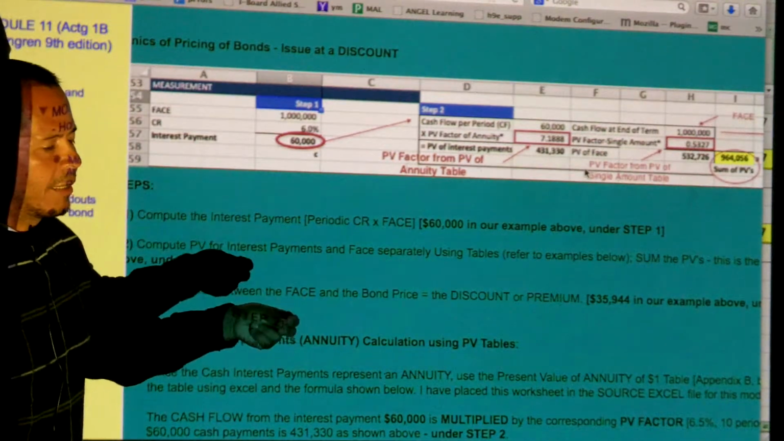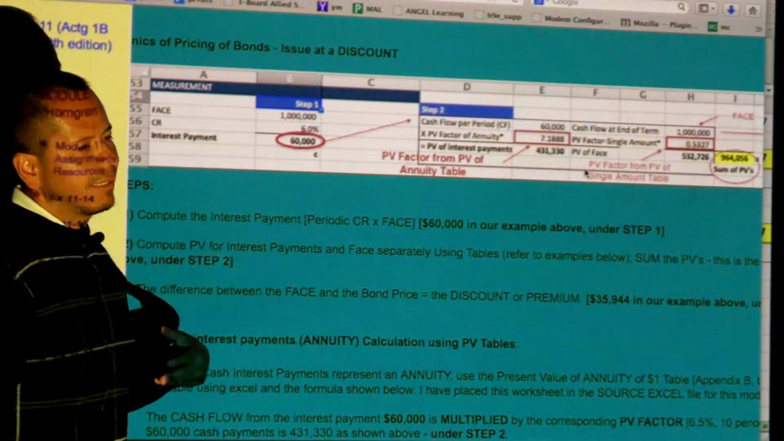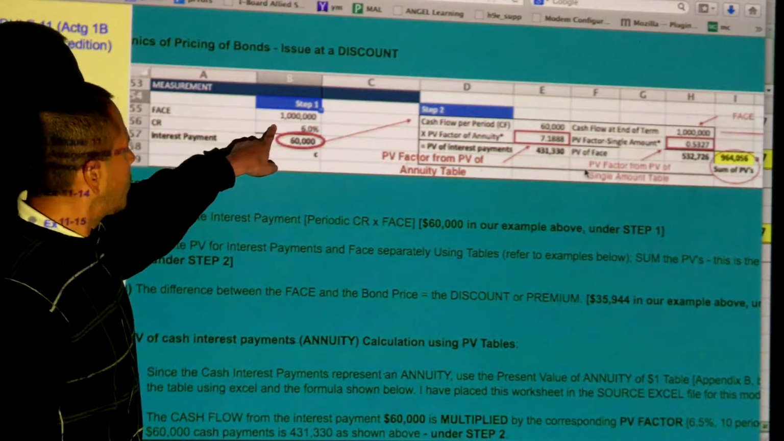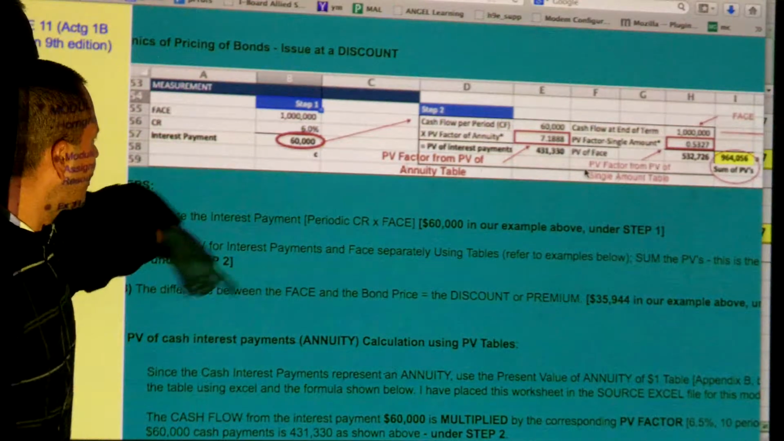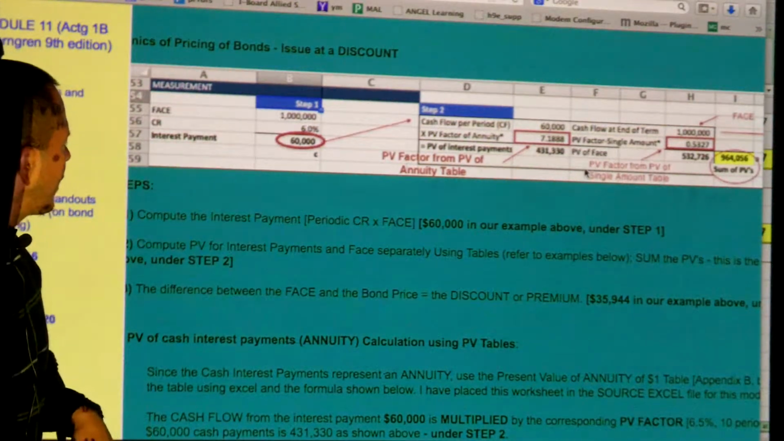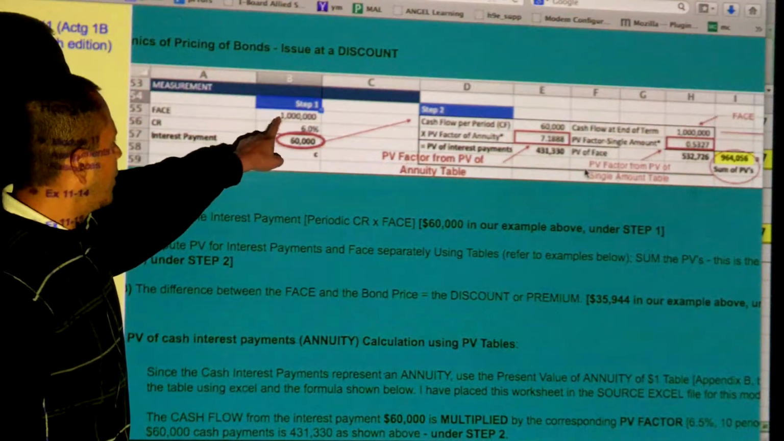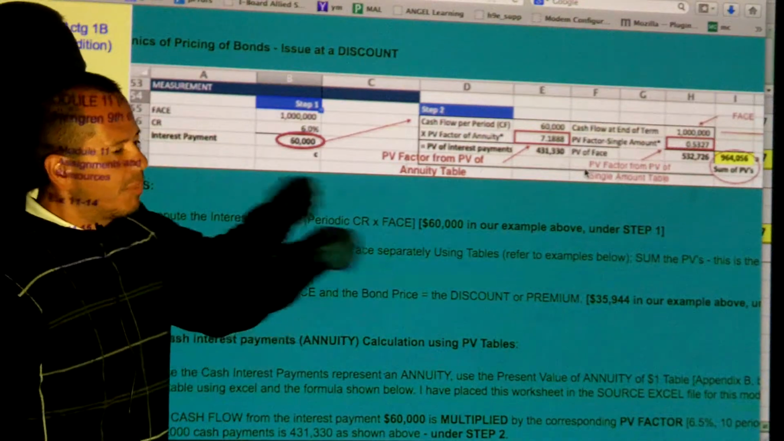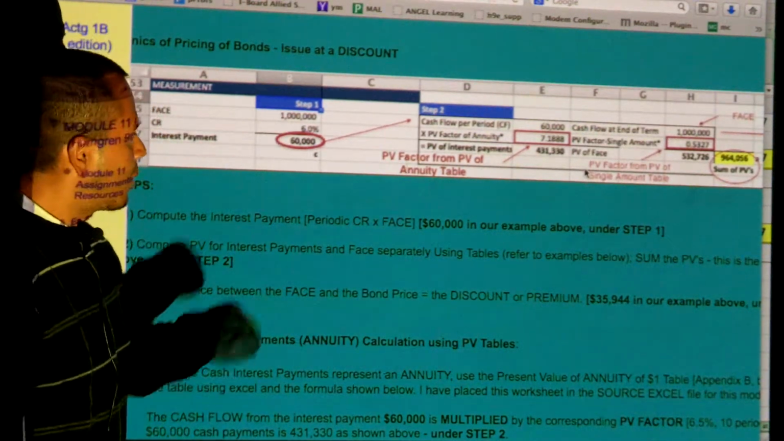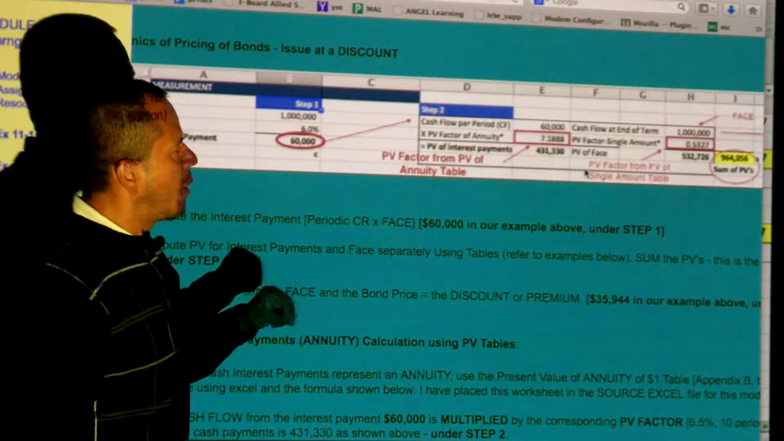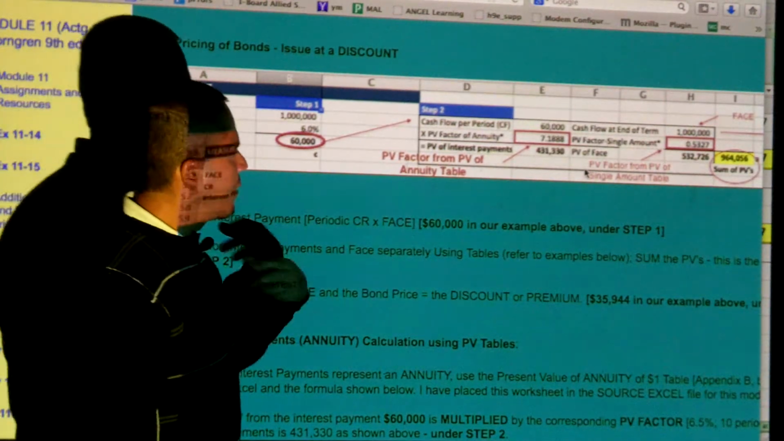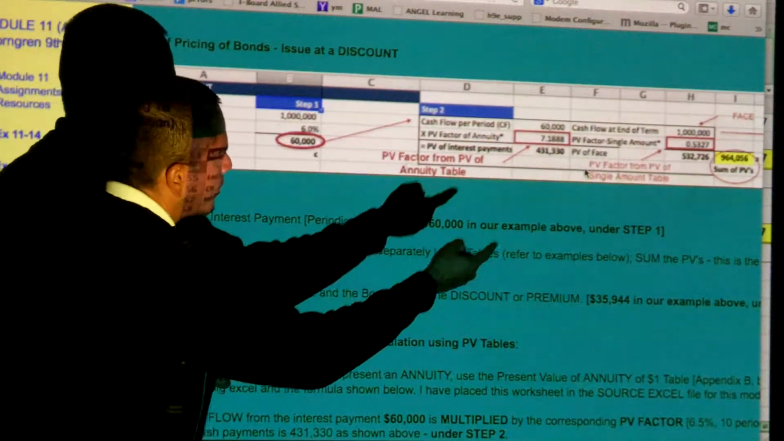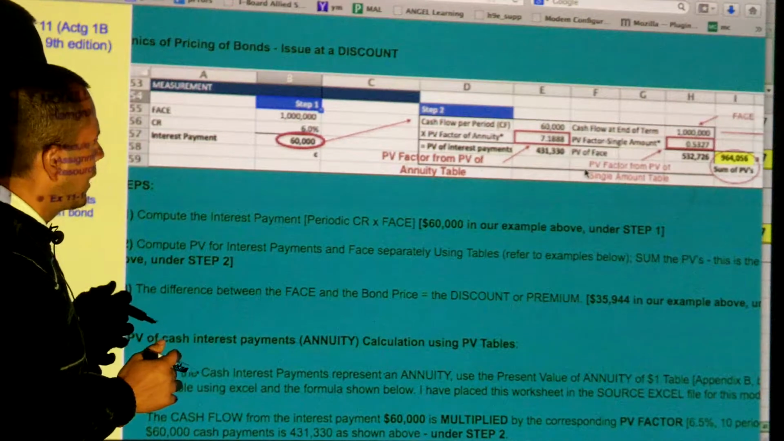It will be 12% for the full year, but since these are actually semi-annual interest payments, the semi-annual interest rate would be 6%. So every period, the interest payment every 6 months would be $1 million times 6%, or $60,000. That becomes your cash flow every period, every 6 months, and that becomes your annuity. Now, to price bonds, keep in mind you must present value the interest payments and also the face amount that you return to the investor at the end of the period.